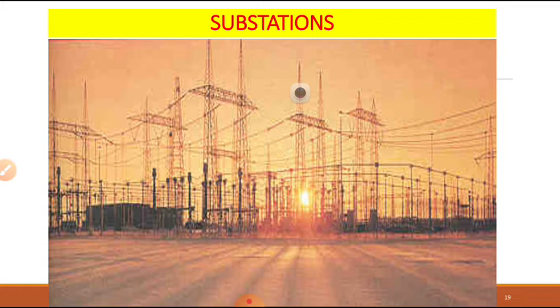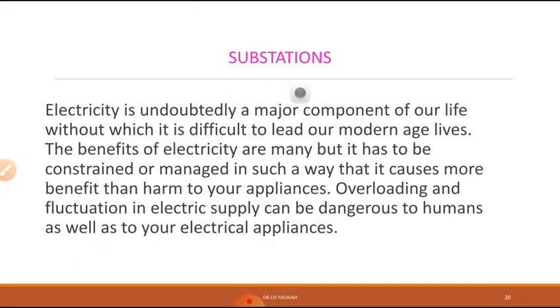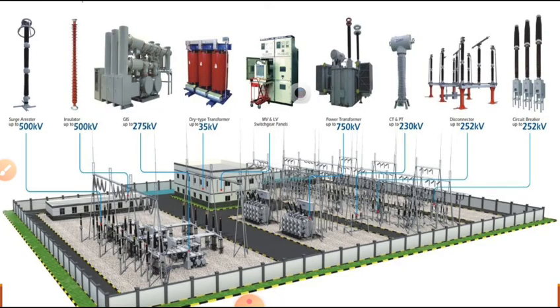Already you know that a substation is nothing but an assembly of various electrical apparatus installed to perform different operations. So what are the operations? Let us see based on its classifications. Now let us see these major substations, and you can see here the major components of a substation.